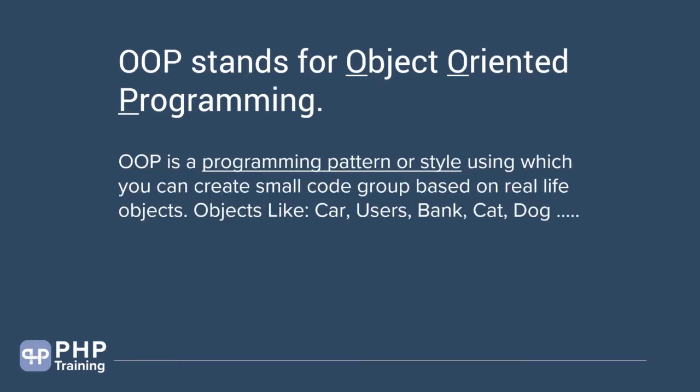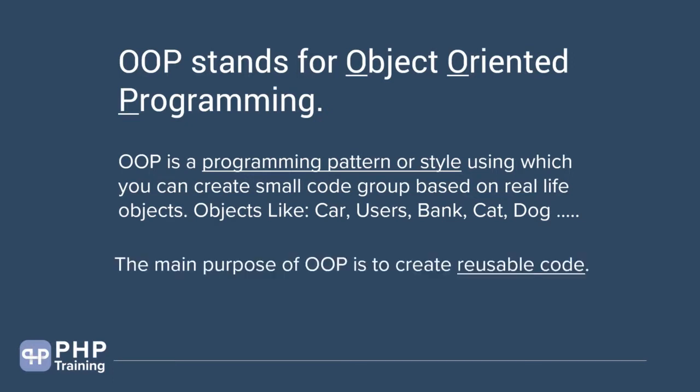OOP is a programming pattern or a style. So remember this definition. If someone asks you what is OOP, instead of starting to explain, you can give this one-liner definition: OOP is a programming pattern or a style you can choose to follow, using which you can create small groups of code based on real life objects. Like I told you, objects could be a car, user, bank, cat, dog, anything. You have to define an object first, then group your program into that object, and then start using that in your programming style. Remember that OOP is a programming pattern or a style.